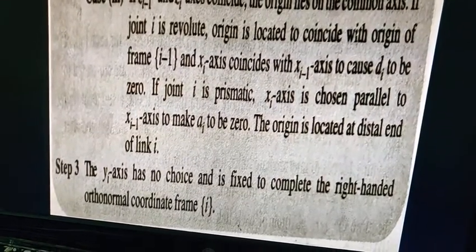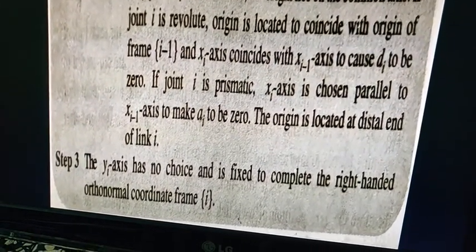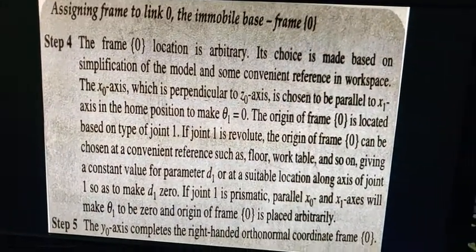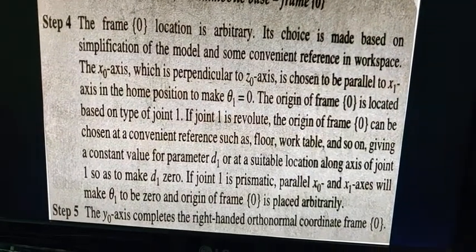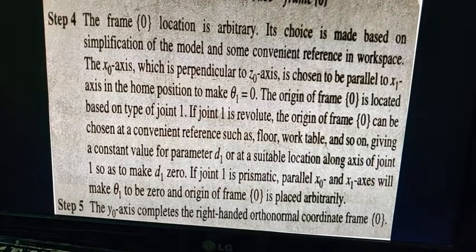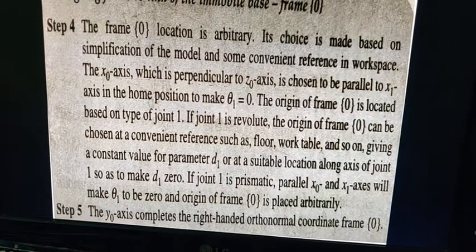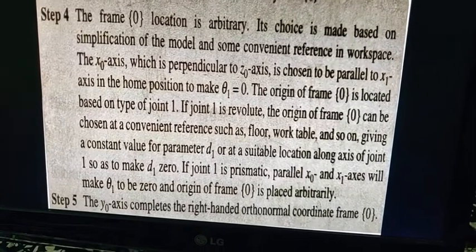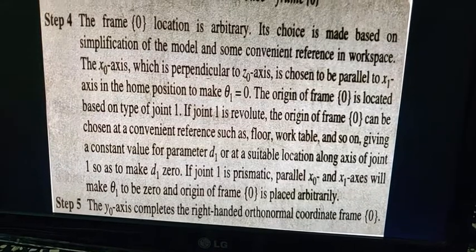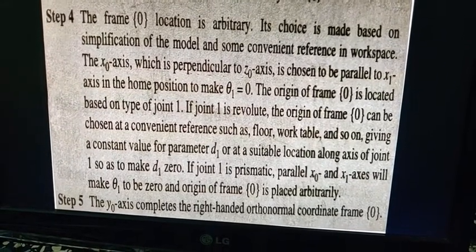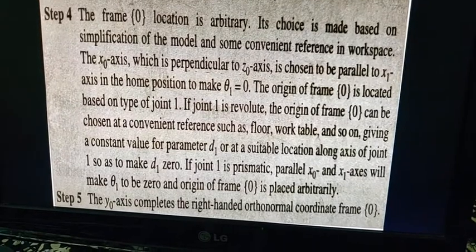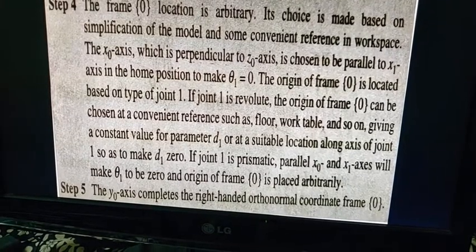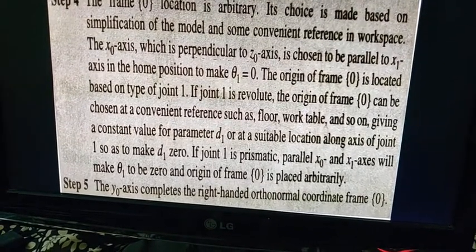In step 3, the y axis has no choice. It has to be fixed to form a right-hand orthonormal coordinate frame. Next, in step 4, frame 0 is located arbitrarily. Its choice is made based on the simplicity of the model. If joint 1 is revolute, the origin of frame 0 can be chosen at a convenient reference such as the floor, table or a given plane. If joint 1 is prismatic, x0 parallel to the x1 axis makes theta 1 to be 0. The origin of frame 0 is placed arbitrarily. Step 5, the y axis completes the right-hand orthonormal coordinate frame.